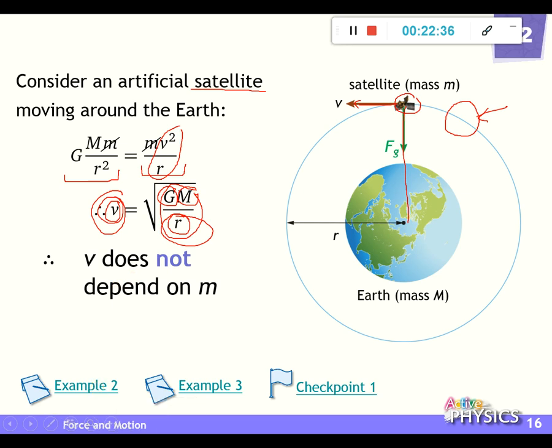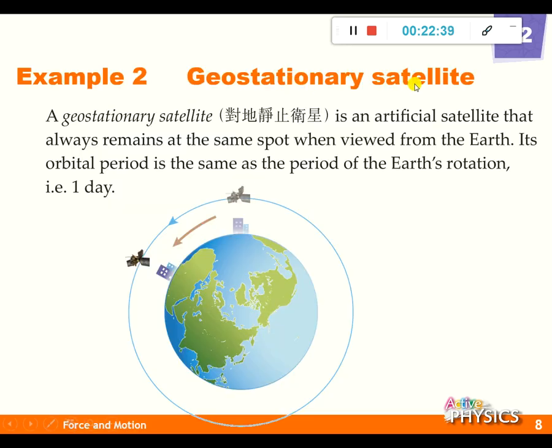Okay, example 2. Here, we have many different types of satellites in the sky around us. One of them is a very special one, geo. Geo means related to the geography. Stationary means keeping the same position. Satellites. In Chinese, 對地靜止衛星. What is the meaning here? It tells us that it is an artificial satellite that always remains at the same spot. Same spot, it means this.